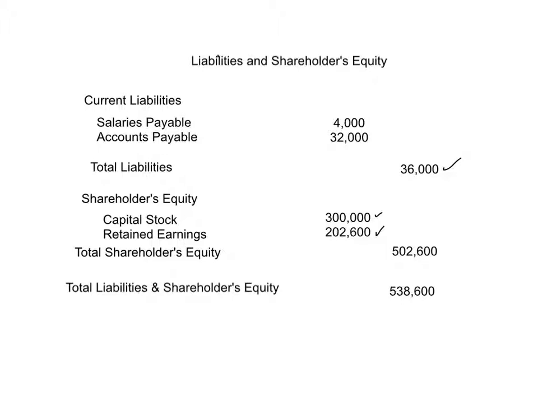So the total shareholders' equity section value is $502,600. Therefore, the total liabilities and shareholders' equity, $538,600, which balances with our total assets. So now we have prepared the financial statements in good form to be published so that people outside the business will be able to read them and understand them and know what's gone on in the business for the month of June. And that completes the preparation of the financial statements.